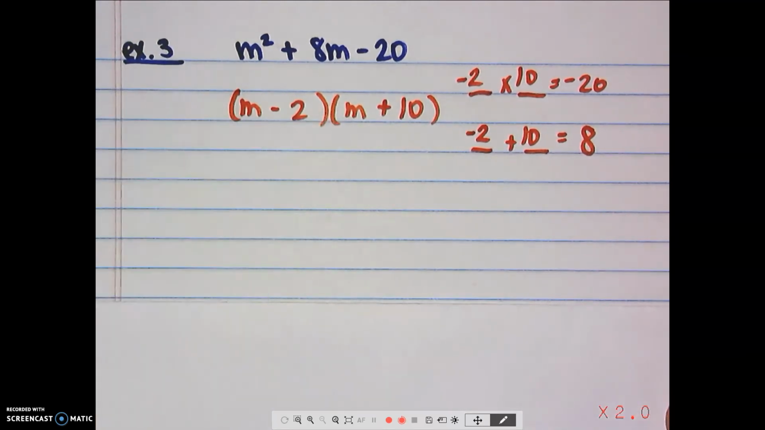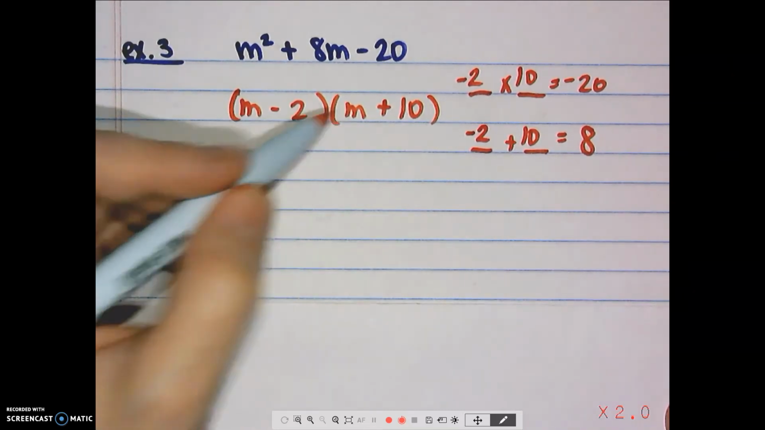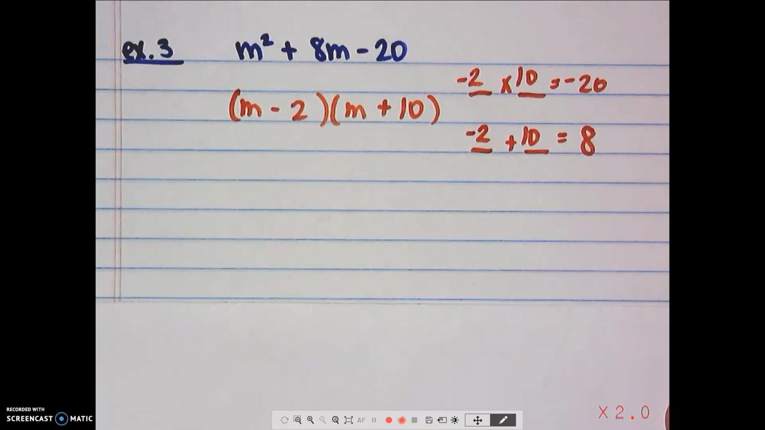So m times m is m squared. M times 10 is 10m. Negative 2 times m is negative 2m. So when I combine those, I do get 8m. And negative 2 times 10 is a negative 20. So it checks out.